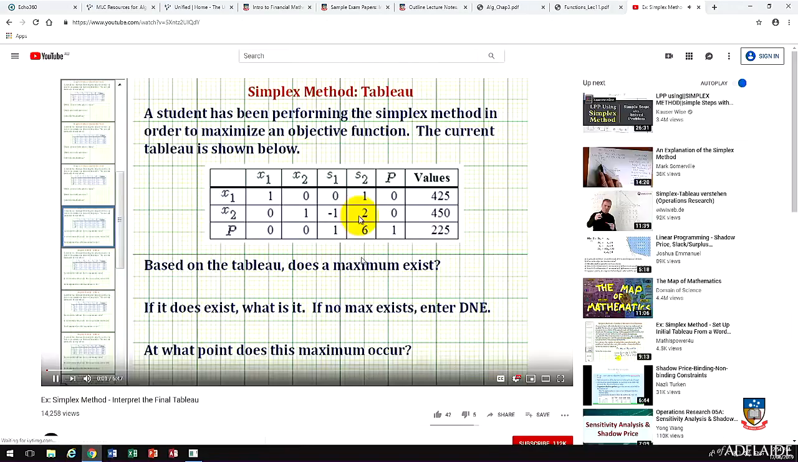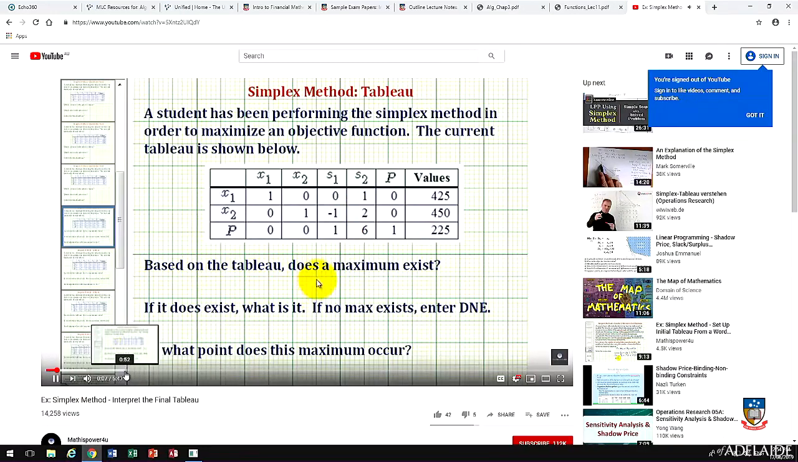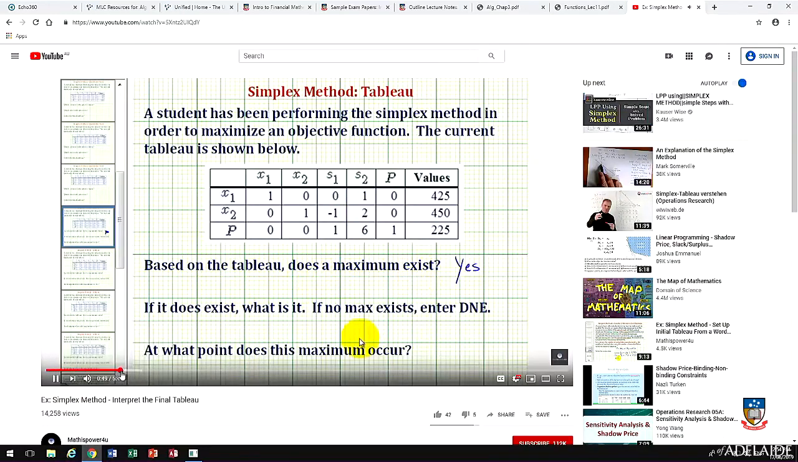In this video, we'll take a look at 4 different examples of a tableau, and then we'll be asked the question, based upon the tableau, does a maximum exist? By determining the basic variables.